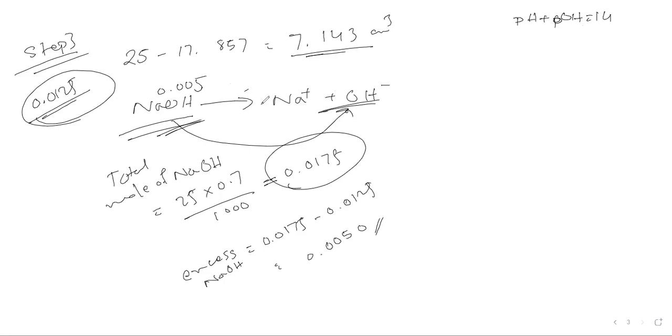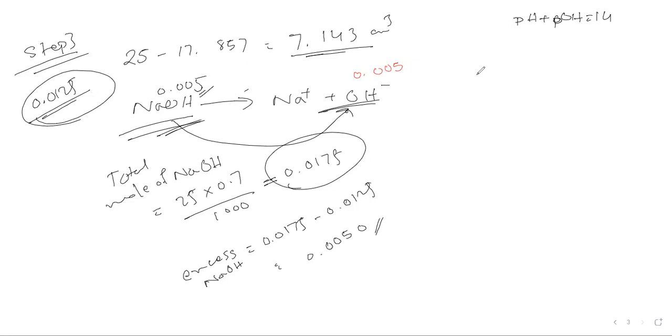But how can we find that? We need to find the concentration of OH. We have the mole for NaOH. That means by simply doing molar ratio, we can find the mole for OH minus, which we can see actually the molar ratio is 1:1. So the mole for OH minus is going to be 0.005.